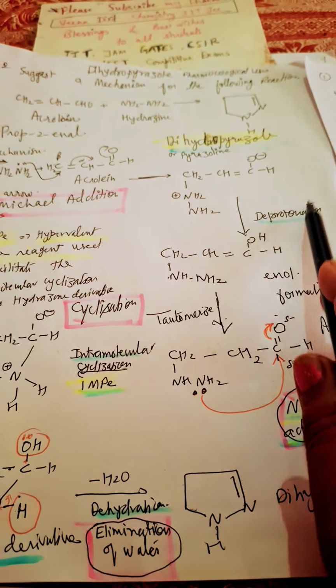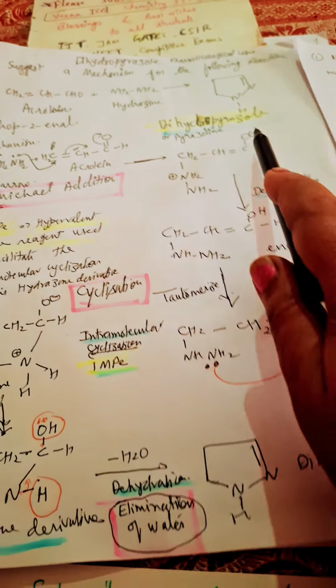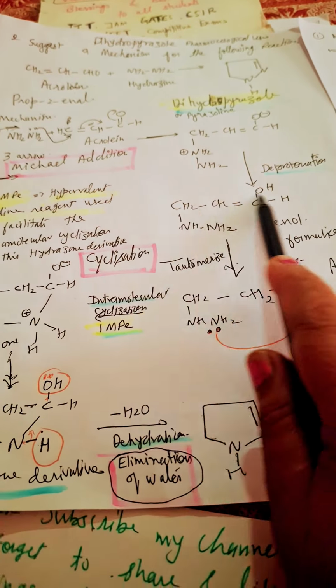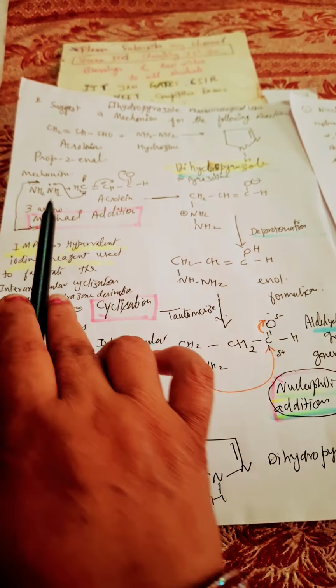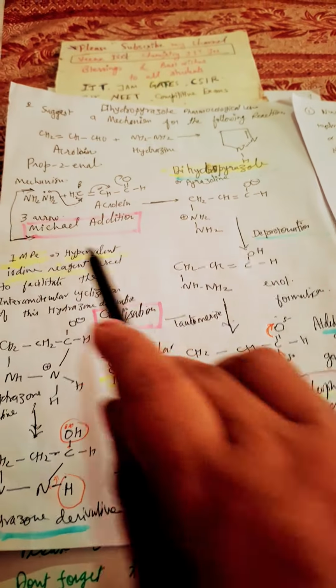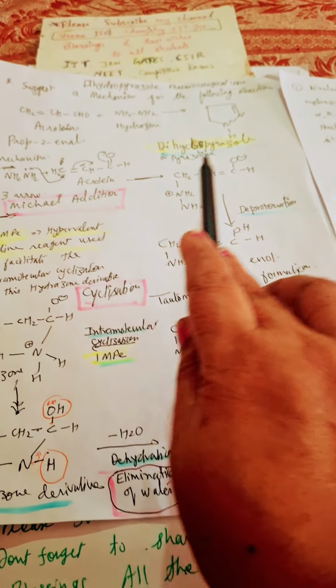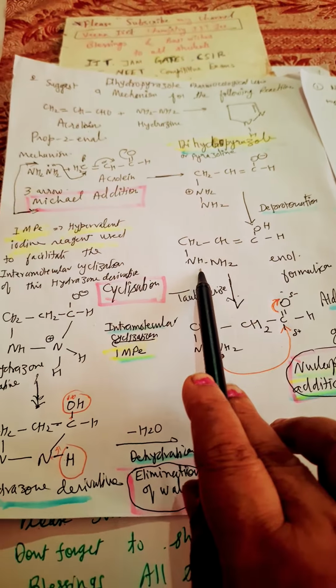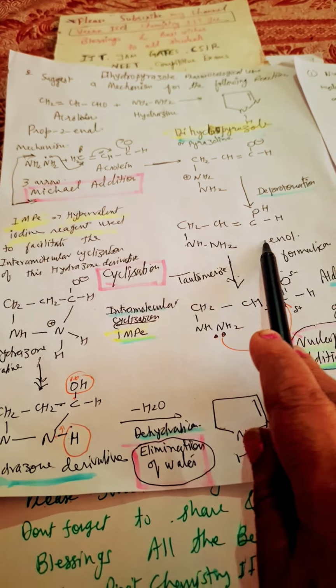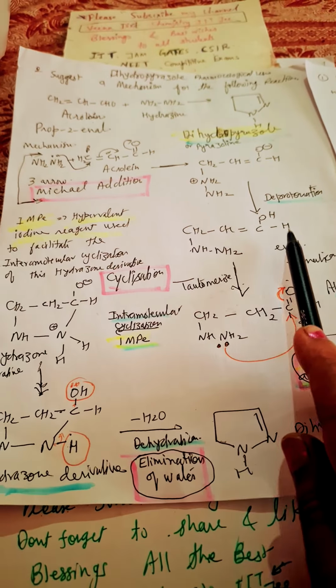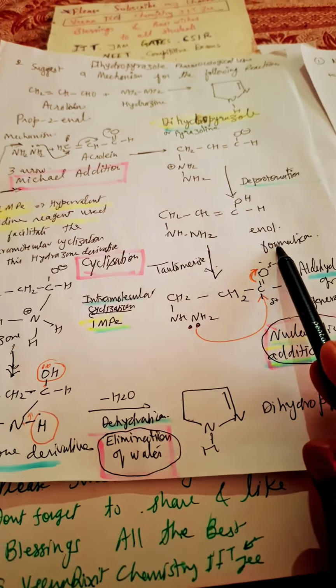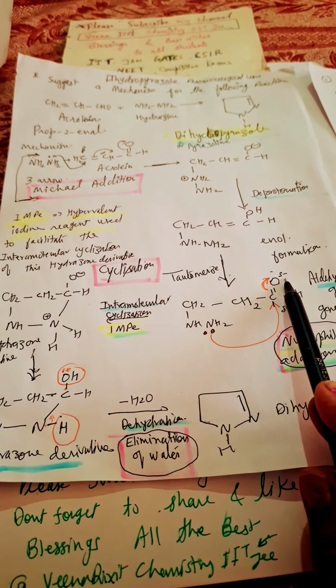Now deprotonation will occur and H from here will move to OH, so this enol will be obtained. Means Michael addition will take place, and in this case we will get an enol derivative having NH2. So that is why I am saying enol derivative. After this enol formation takes place, tautomerization will occur.